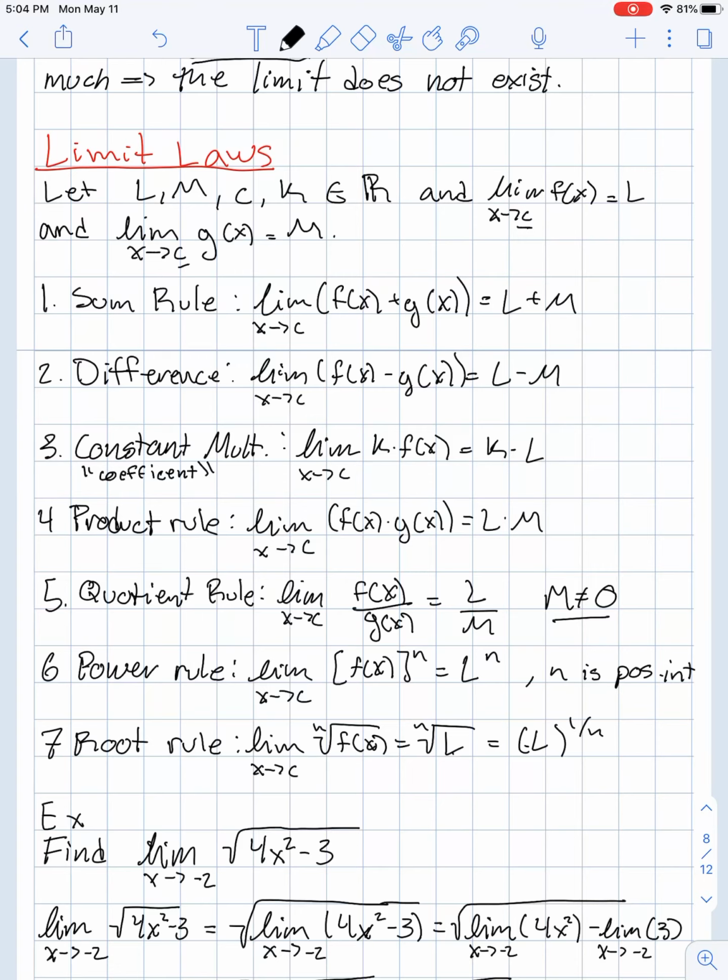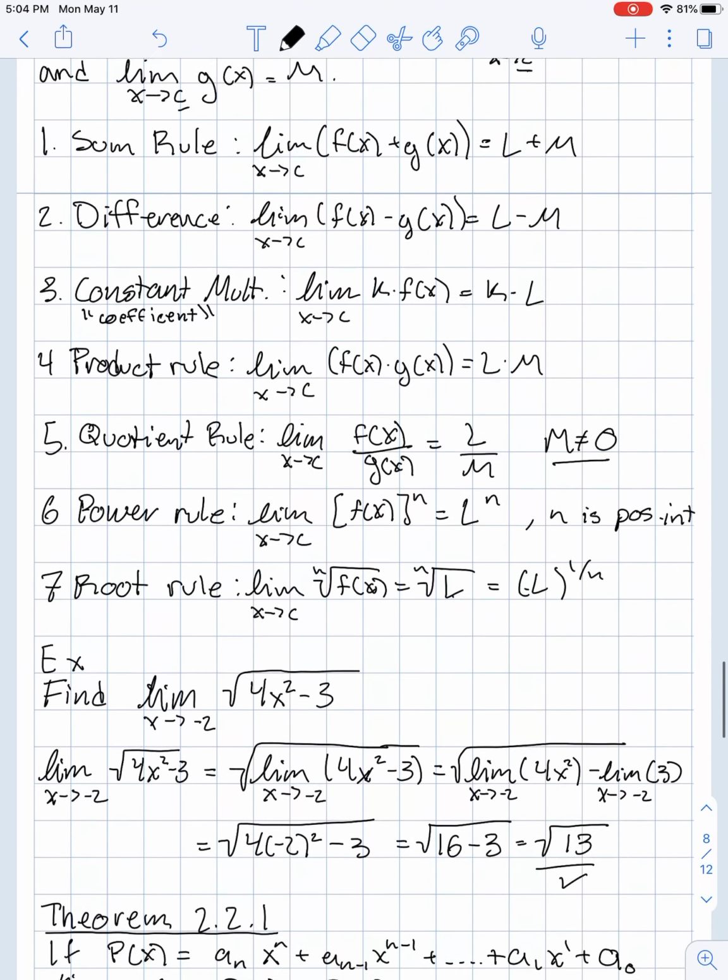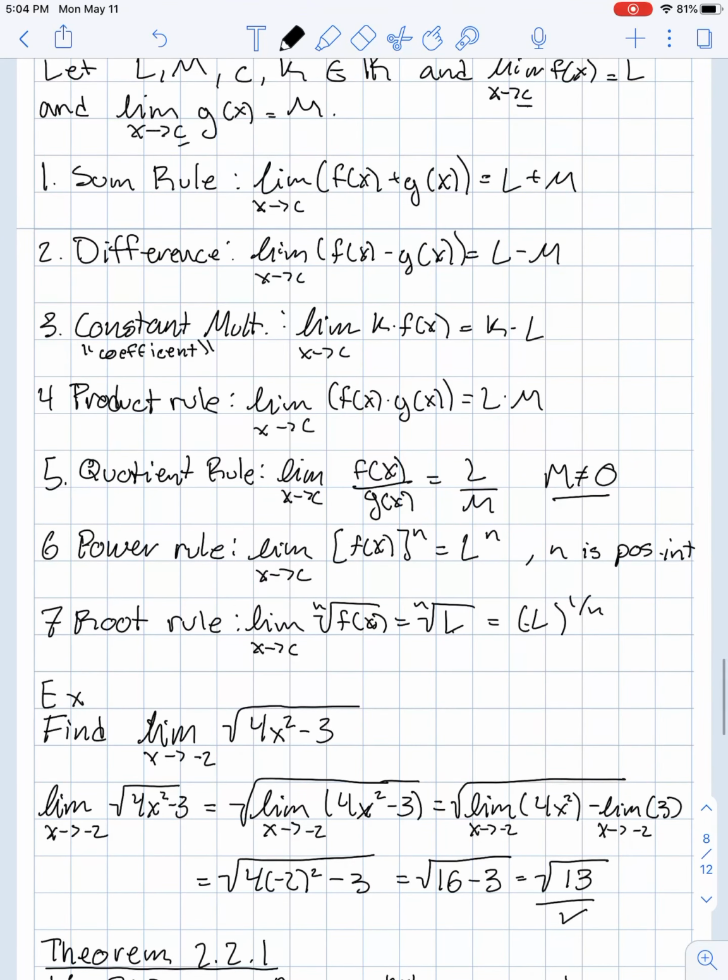So I might have sped through those a little fast. Pause now and write those all down, because you will use them a lot. So let's use them in an example.